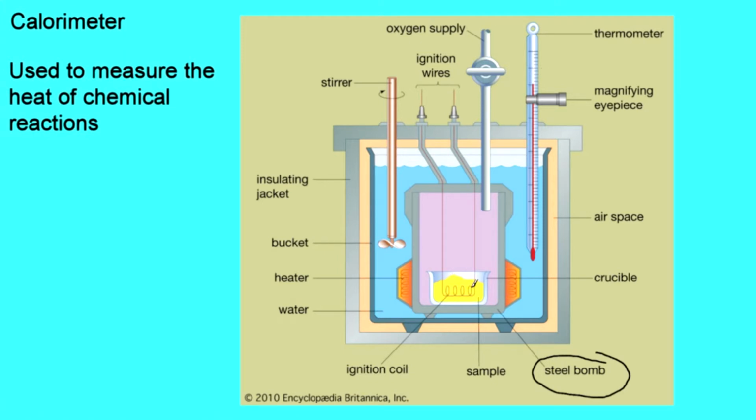Heating up a cheese doodle is an exothermic reaction because it's giving off heat, but you could also do this for something that's an endothermic reaction. Say you put vinegar and baking soda inside here. What's going to happen is it's going to start cooling down. The temperature is going to go lower. So you could do it for either exo or endothermic reactions.